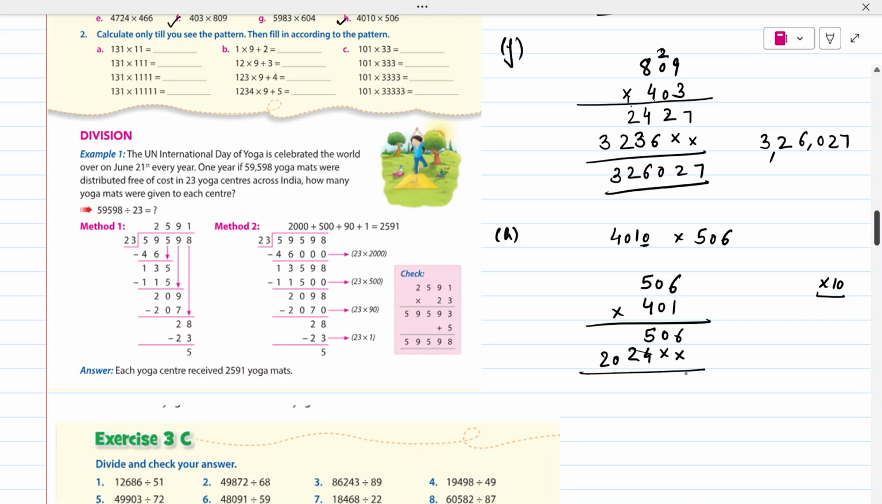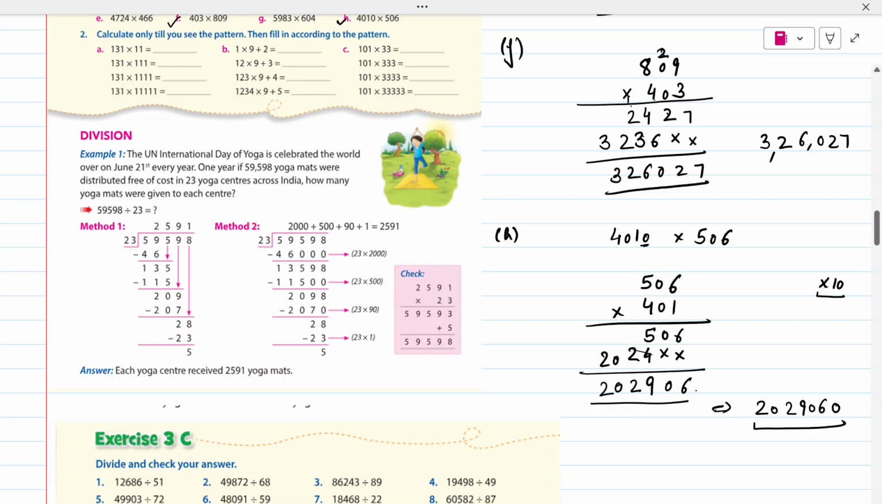Okay. And now let's add these numbers. We have 6, 0, 9, 2, 0, 2. This is the number I have got from multiplication. Now I will multiply it by 10. So the total product I will get is 202960 after multiplying this with 10.